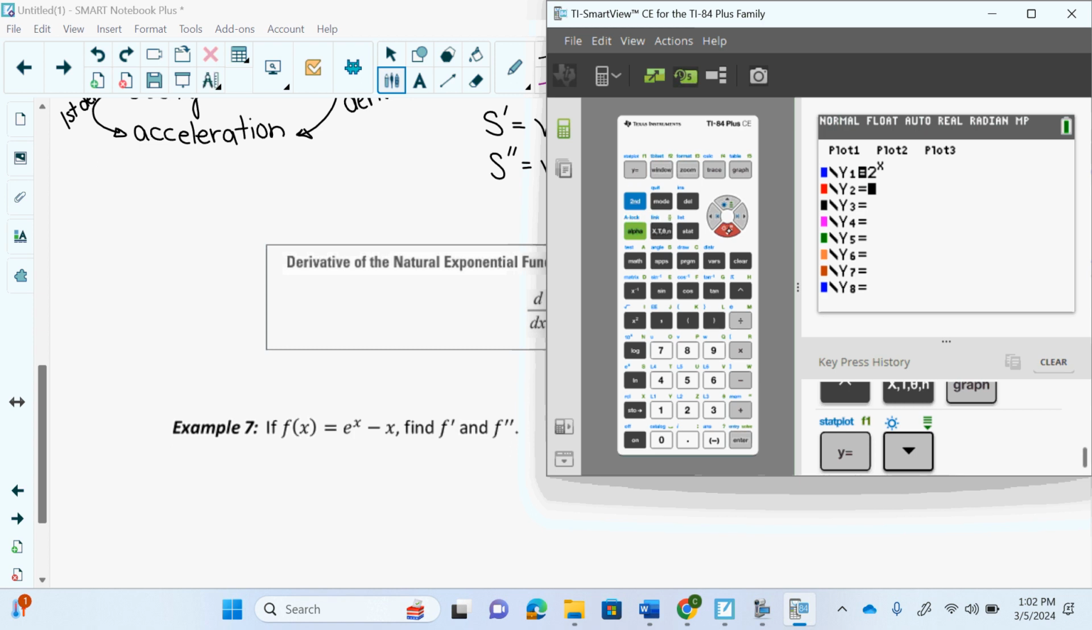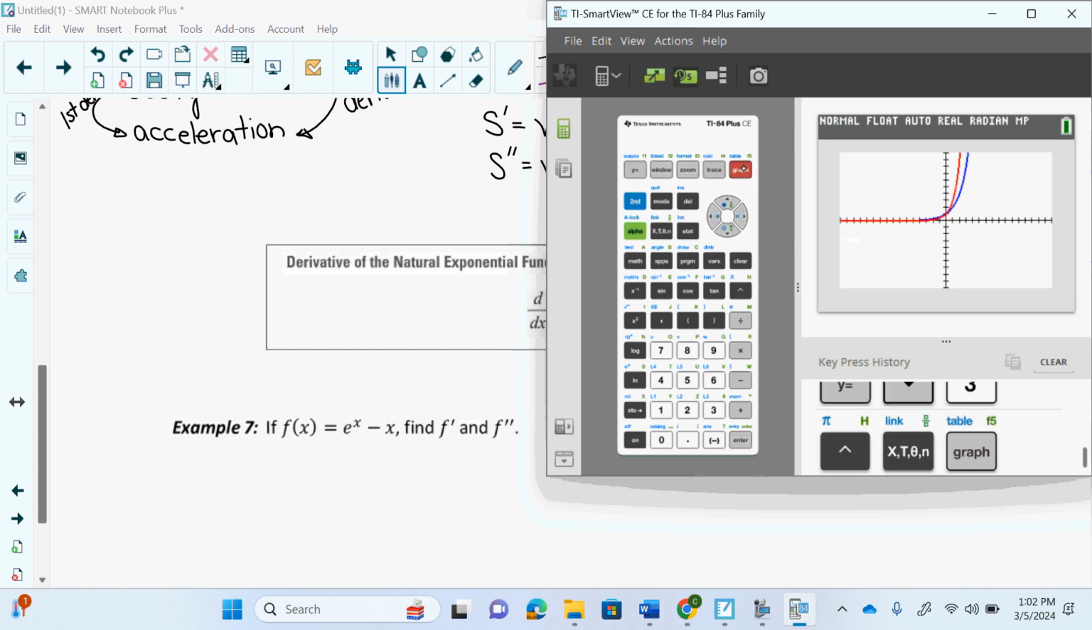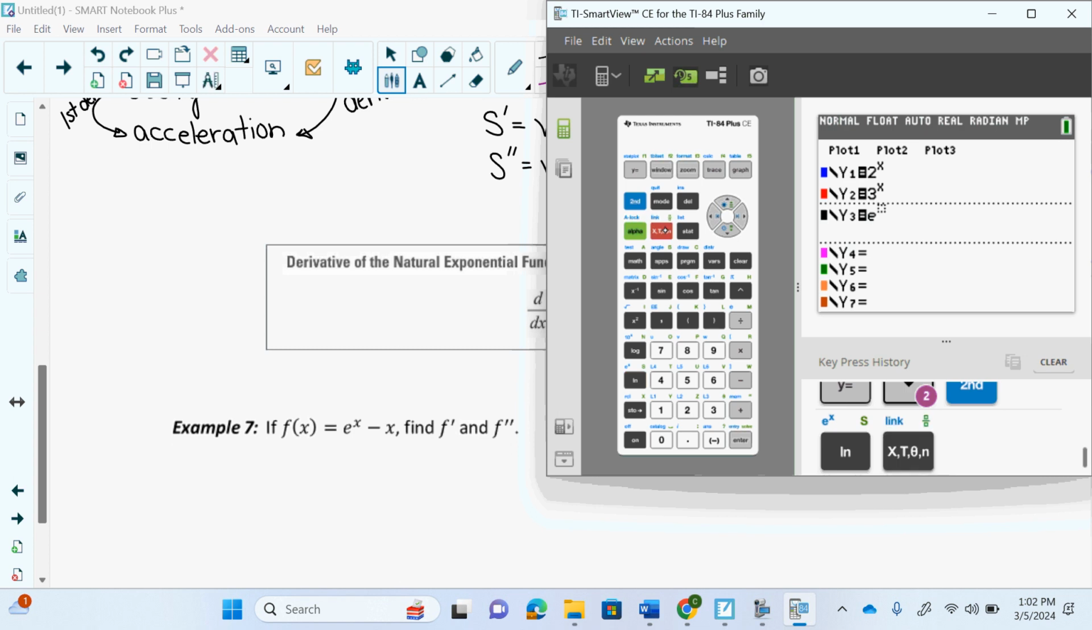What about in y2 if we put 3 to the power of x? It's tripling, so it's growing faster, correct? Yes? Those ones are not new to you. Now, in y3, put in e to the power of x. Remembering that e is just a numerical base, right? 2.718281828, blah blah blah.